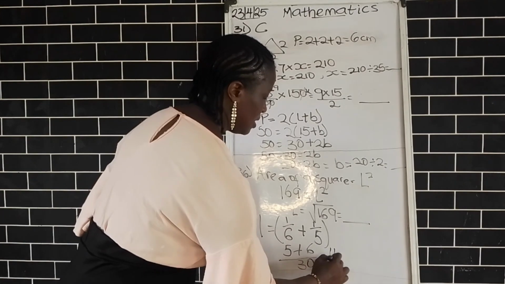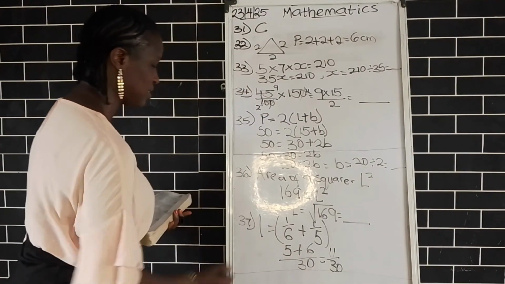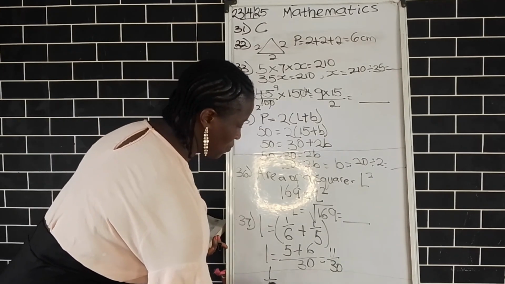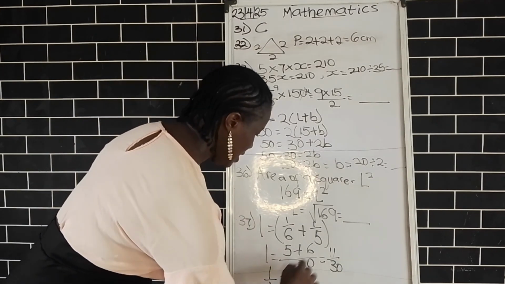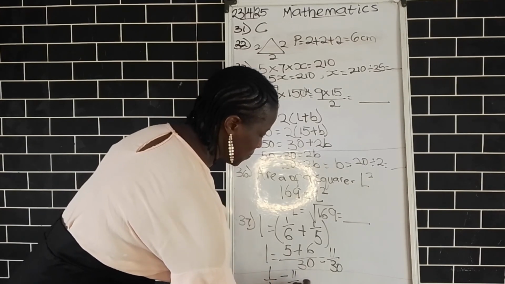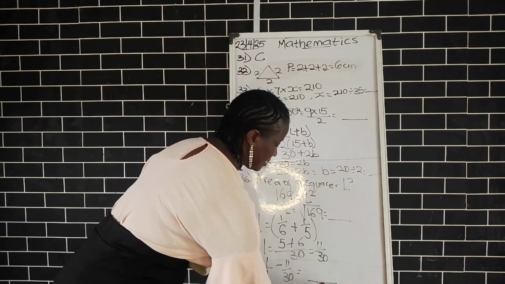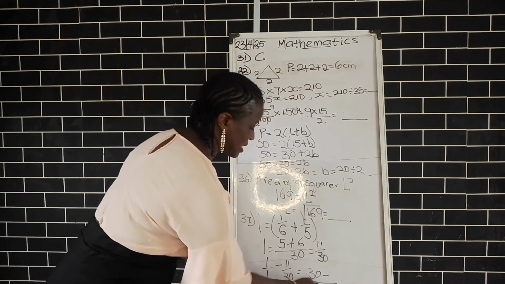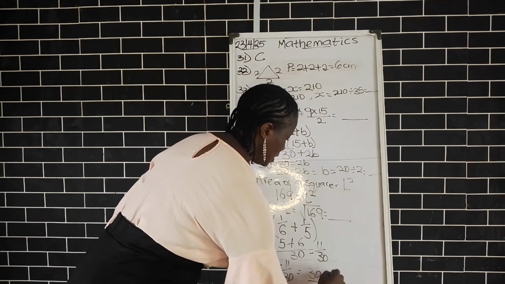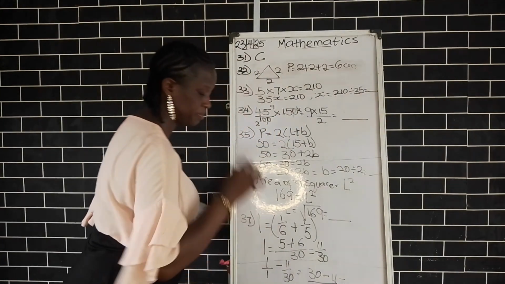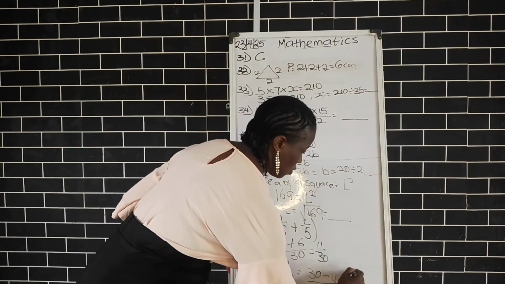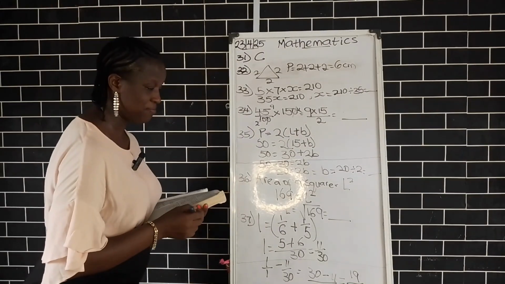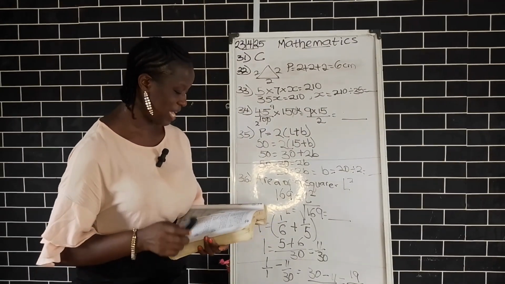I hope you are getting it. 11/30. Is that our final answer? No, because we still have this one to deal with. So this one will be 1 minus 11/30. Let's find the LCM. That is 30. 1 in 30, that is 30. 30 times 1, 30. Minus 30 in 30, 1. 1 times 11, that is 11. So 11 from 30 will give you what? 19. So we have 19/30. So the remaining fraction is 19/30. I hope you have gotten that.